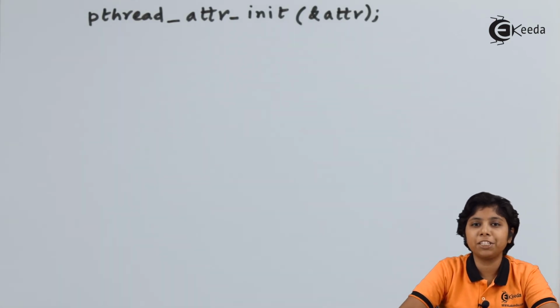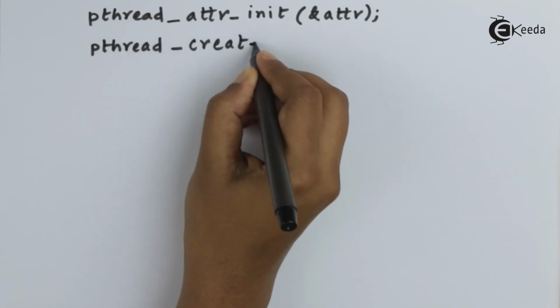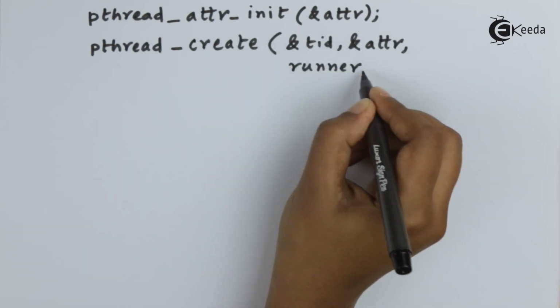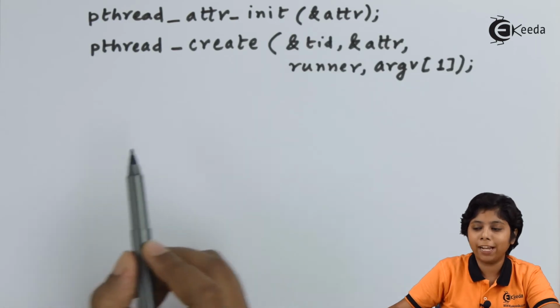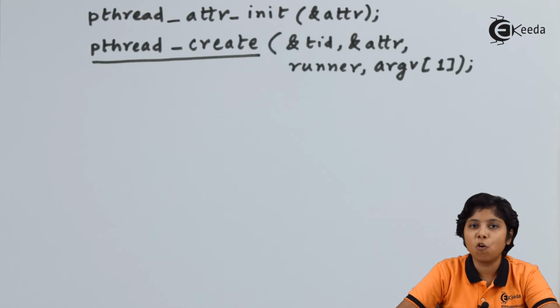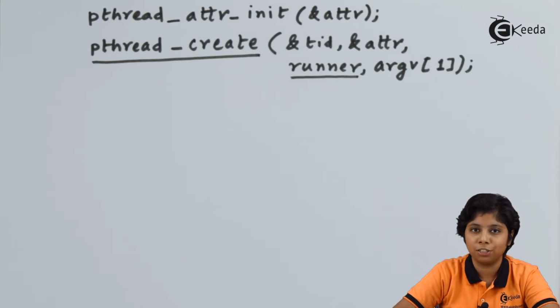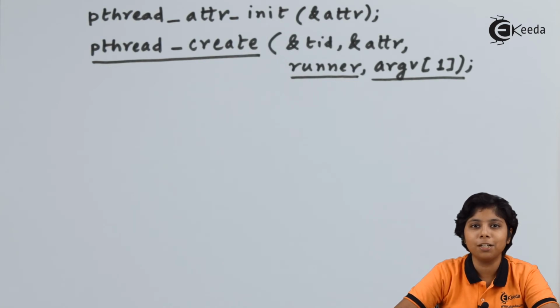Now the pthread_attr_init function is used to get the default values of the set of attributes of that particular thread. Next we will create the thread. Here we are using the pthread_create function to create the thread. This pthread_create has four parameters. The first one is the thread ID, the second one is the set of attributes, the third one is the function that the child thread calls to begin execution, whose name here is runner, and the last one is the command line argument, the non-negative integer that we get from the input.